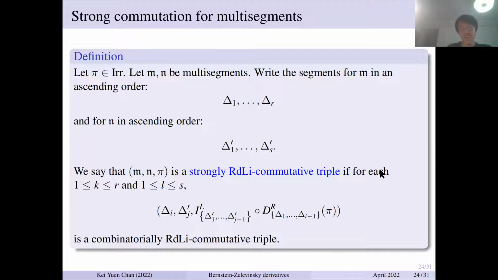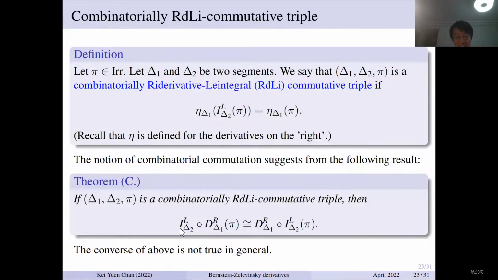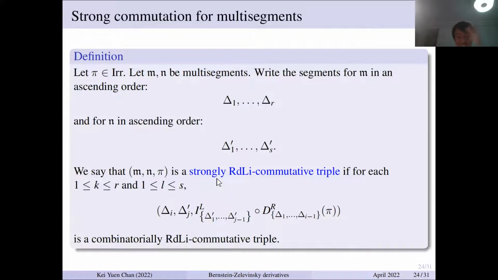Then if you take a different subsequence or just part of it, and add term by term, such a thing still has to be a combinatorial RDLI commutative triple. I call it strongly because of the previous result. The previous result says that this is commutative, but in general the converse is not true. That's why I call it strongly. So strongly means you just have one direction for the commutativity. Okay, so this improves from the segment case to the multi-segment case.